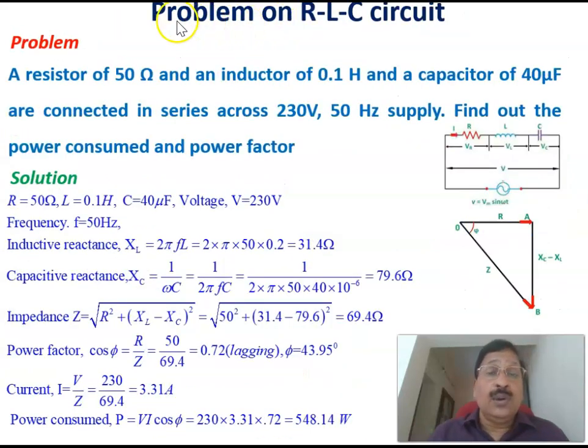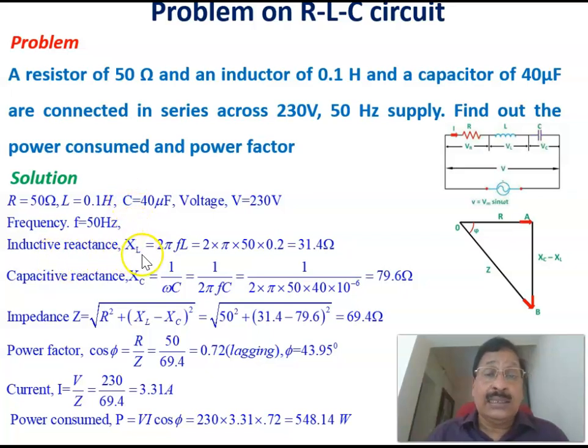Now let us see one more problem, an RLC circuit. A resistor of 50 ohms, an inductor of 0.1 Henry and a capacitor of 40 microfarad are connected in series across 230 volt, 50 hertz. Find out the power consumed and the power factor. R is given as 50 ohms, inductor 0.1 Henry, capacitor 40 microfarad, voltage 230 volt, frequency 50 hertz. These are the data given.